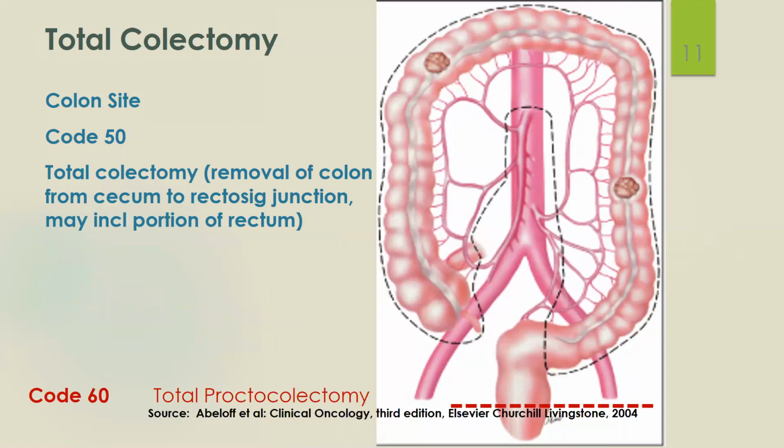Here is a total colectomy. This would be coded a 50. This is sometimes the case when you can see here this person has 2 primaries found in the colon. Code 60 would be used if a total proctocolectomy was done. This is a resection that would also include the removal of the rectum, as well as a total colectomy, and the resection margin would be down at this red line.